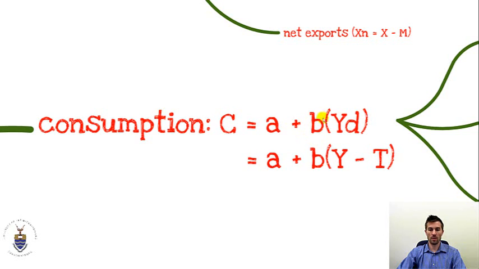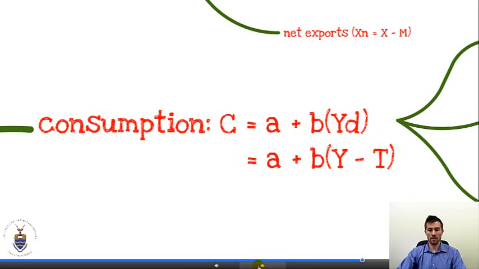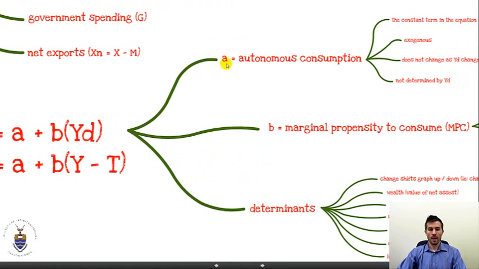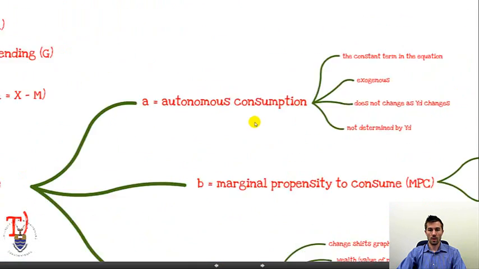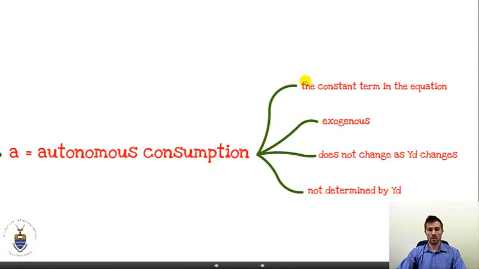So what we say with a positive value of B is that as our income increases, we tend to consume more. Let's talk more about this equation. The A term we call autonomous consumption. The B term we call the marginal propensity to consume. Autonomous consumption is essentially the constant term in the equation. For those that know more about modeling, we would call it an exogenous variable. A, you will notice, does not change as YD changes, and so it's not determined by YD.